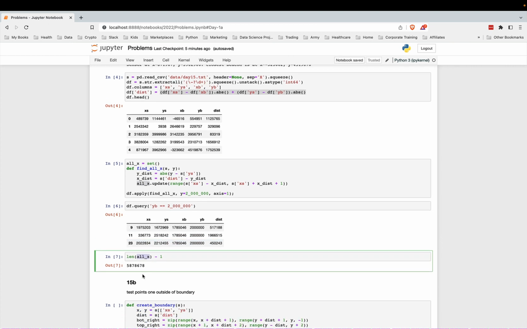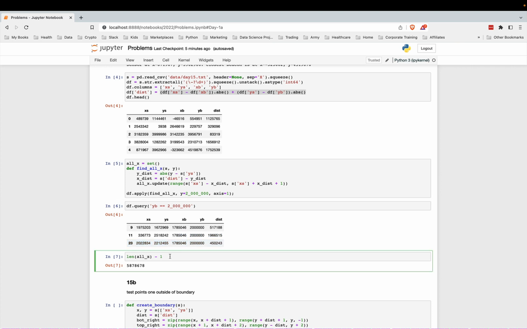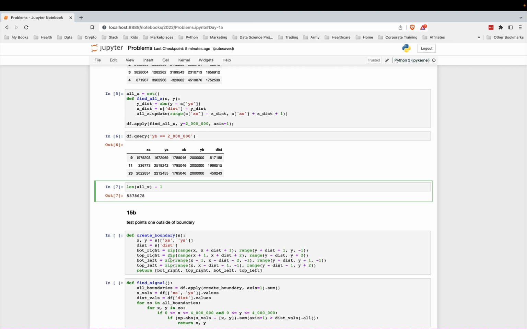How many total x points are there where that's true. I do have to subtract 1 because I cannot include any beacons on 2 million. There's only one beacon on 2 million, although there's 3 rows. It's just the same beacon that appears 3 times. So I do have to subtract 1 for that. All right, moving on to 15b, which was much trickier.